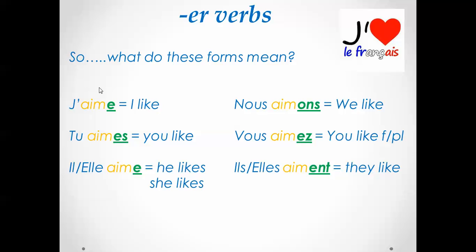Now notice something. With my little arrow, I'm going to draw a shoe around these three verbs in the first column and the last one over here. So these four verb forms, j'aime, tu aimes, il aime, and ils or elles aiment with the ENT, are all pronounced the same, even if the ending is different. J'aime, tu aimes, elle aime, ils aiment. Okay?